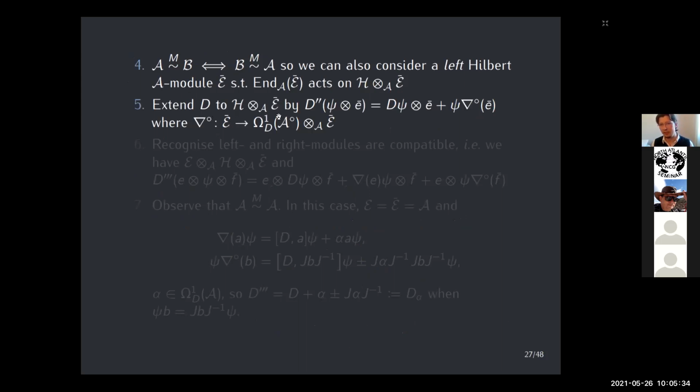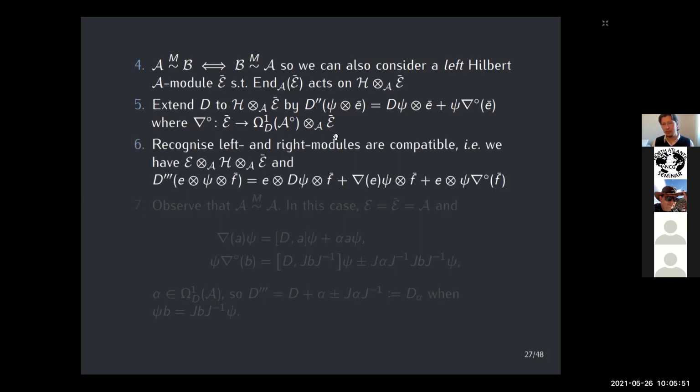We extend D to H tensor E bar in the exact same way, where now we have a connection which I'll call an opposite connection, by which I mean now we have one forms which take values not in the algebra, but the opposite algebra. So we recognize that left and right Hilbert modules are compatible. That is to say, we can just string them all together and we get a perfectly respectable action for the Dirac operator. We have the term that just comes from the Dirac operator acting on Hilbert space. We've got our connection acting on this side and our opposite connection acting on this side.